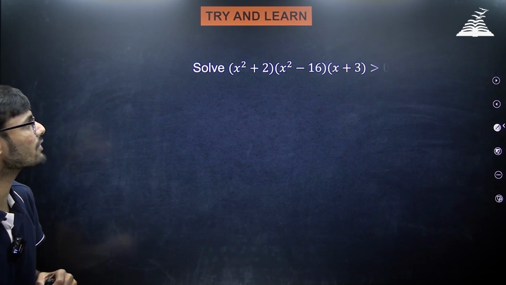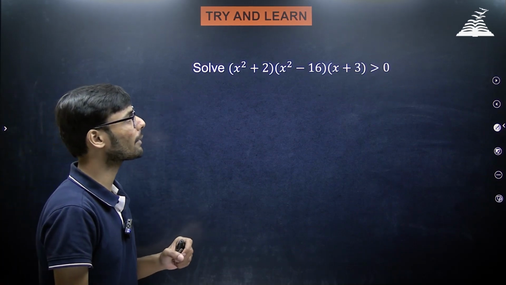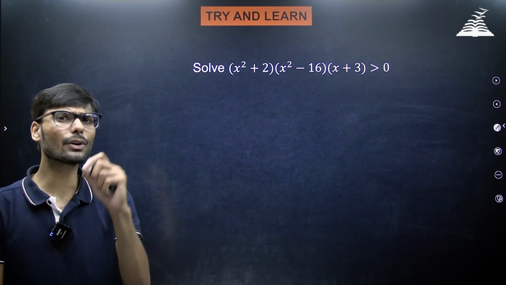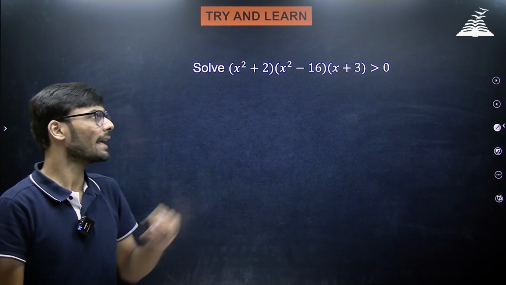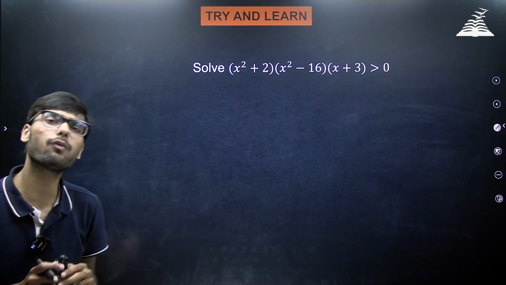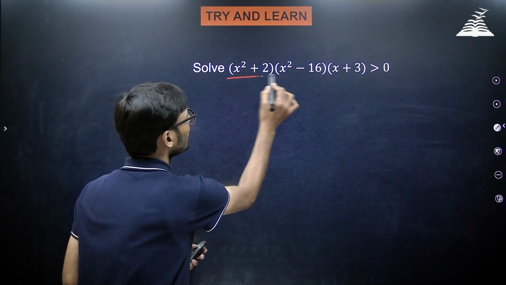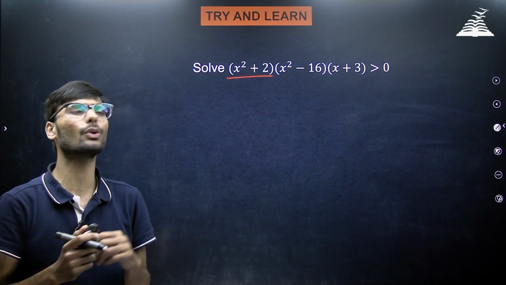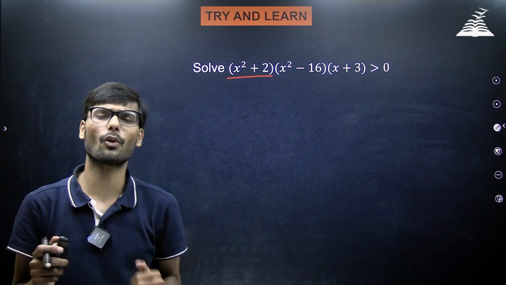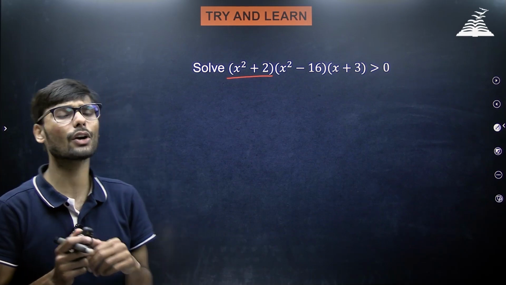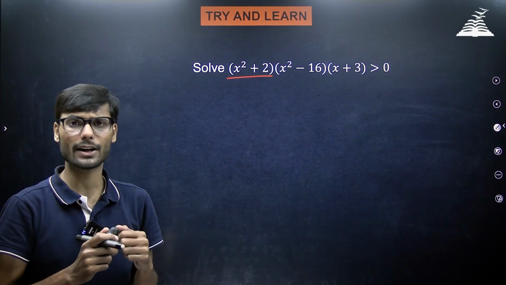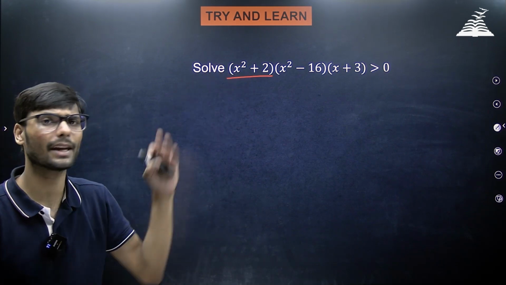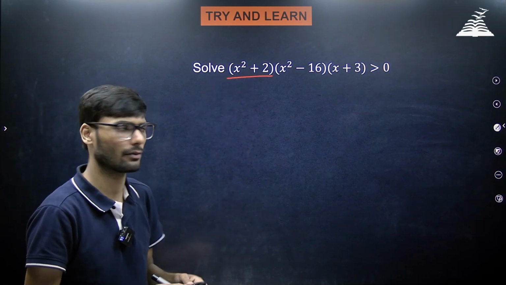Let's now take a look at another question. We are dealing with (x square plus 2) into (x square minus 16) into (x plus 3) is greater than 0. So here, let's look at each term. If you focus on x square plus 2, you will notice that this term is always positive. No matter which value of x you substitute, this is always going to give me a positive number. That means it is not going to affect the sign of our inequation. So we can simply ignore that expression. x square plus 2 ignored. Why? Because it's always positive.